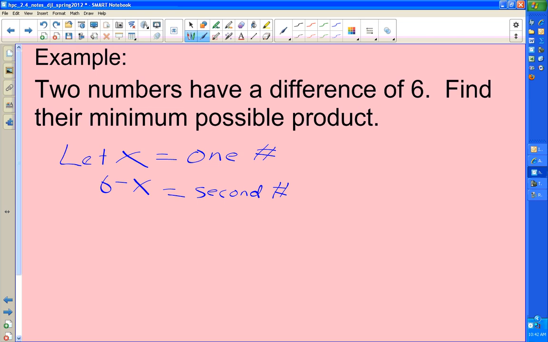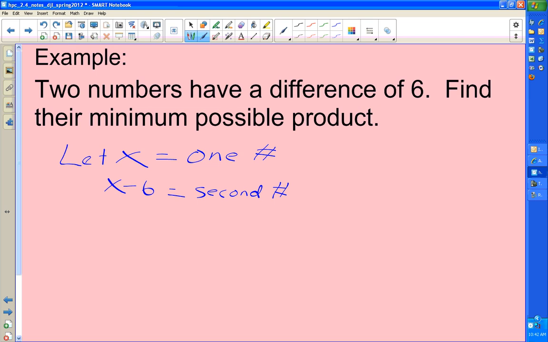Find their minimum possible product. So x, 6 minus x, those differ by 6. Let's see. I don't think those differ by 6. I don't think x and 6 minus x differ by 6, because if x is 1, they don't differ by 6, right? So this one's not going to work as your let statement. So x minus 6 will work.